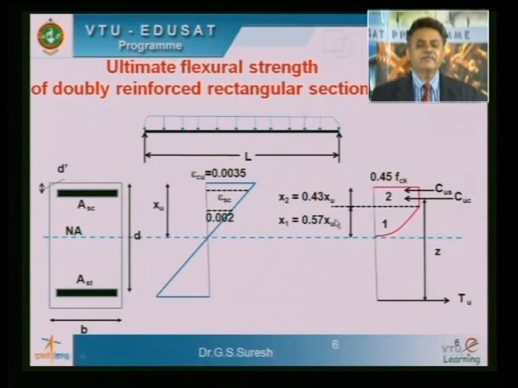So this is the same diagram, students, which you have seen in singly reinforced section. Here in the stress block I have shown the maximum stress to be 0.45 fck at ultimate, and the compression reinforcement induces a force of Cus, and the compression force in the concrete is written as Cuc, and the total force in the tension reinforcement is Tu. So I have shown here how the lever arm is between Cuc and Tu.